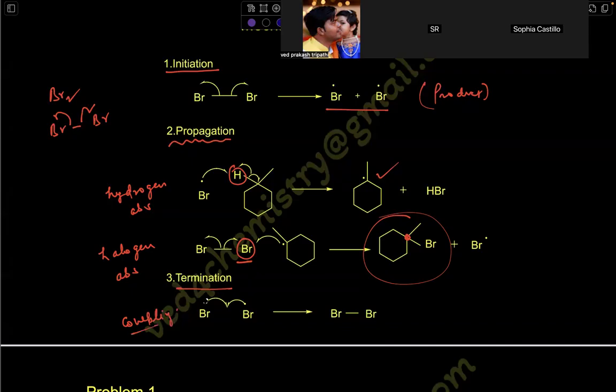So initiation, where the product is a radical. Propagation, where both sides are radical. You can see the first step product and second step reactant. And in the last one, only the reactant has a radical. Make sense? So hydrogen and halogen abstraction is a part of the propagation step. Clear? It makes sense? Perfect.